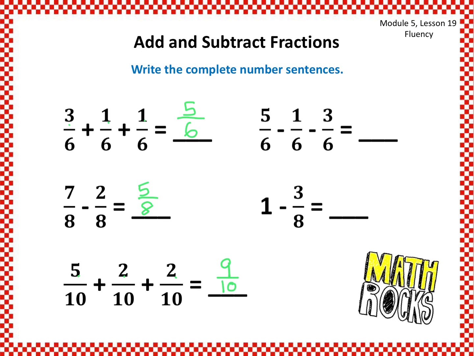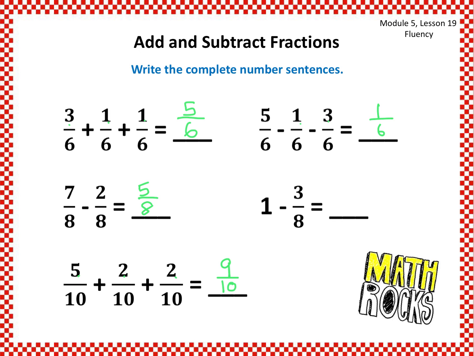I want you to try these anytime you feel like I've got this, you just shut this off. I mean, not shut it off, pause it and do it on your own and then come back and check it. So let's look at 5/6 minus 1/6 minus 3/6. We do have all sixths, so let's put those in. And 5 minus 1 is 4, and 4 minus 3 is 1. So our answer there is 1/6.